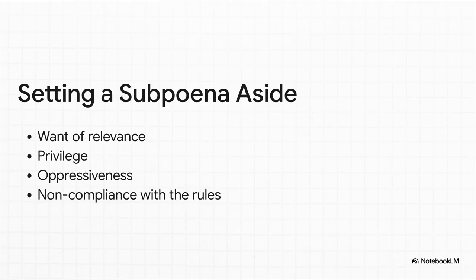Just a word of warning, though. Issuing a subpoena doesn't give you unlimited power. Under Rule 415, the person who receives it can apply to the court to have it set aside. Maybe what you're asking for is totally irrelevant. Maybe it's covered by privilege. Or maybe it's just oppressive. Way too broad and burdensome. So you've got to draft these things carefully to make sure they can withstand a challenge.